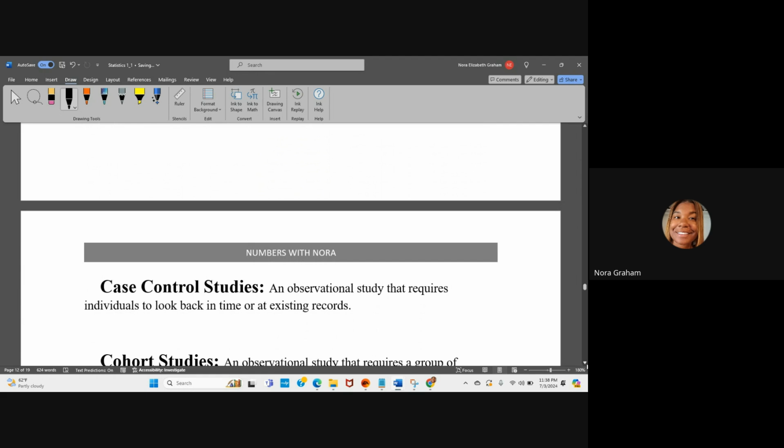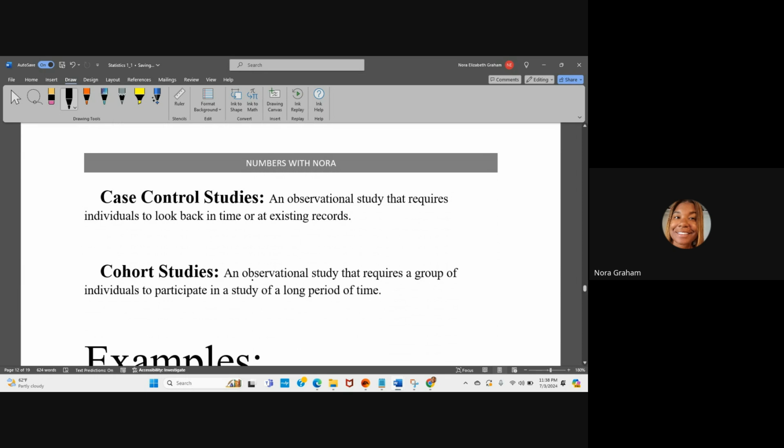And then we have cohort studies. Cohort studies are an observational study that requires a group of individuals to participate in a study over a long period of time. There is a famous one in the book that they explain, but my example would be monitoring a group of people who were born in 2011, and you study for multiple years how they grow. That could be a cohort study as well. So that's just a longer period of time study.